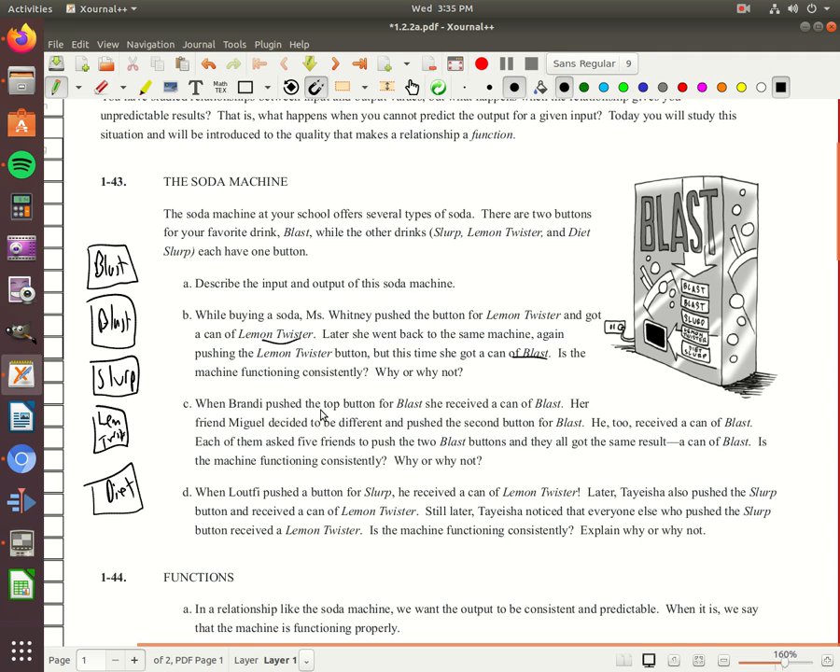When Brandy pushed the top button for blast, she received a can of blast. Her friend Miguel decided to be different and pushed the second button for blast. He too received a can of blast. Each of them asked 5 friends to push the 2 blast buttons and they all got the same result. They all got a blast. Is the machine functioning consistently? Yes, it's consistent. Every time you hit a blast, you get a blast. Not only is it consistent, but it's also correct. They are 2 different questions.